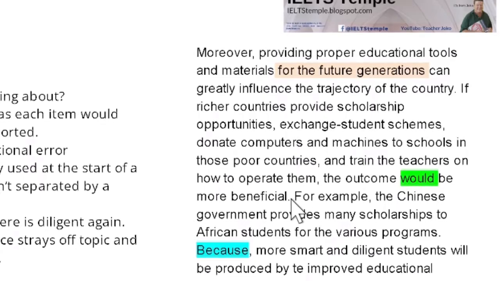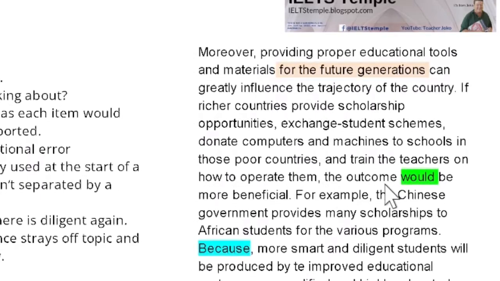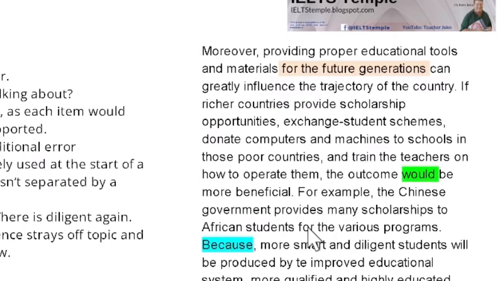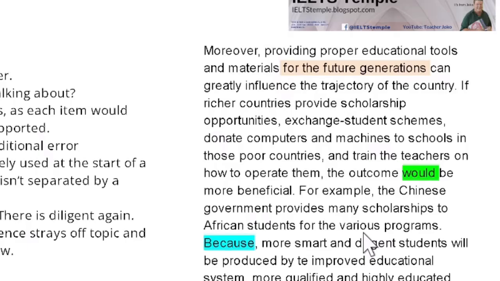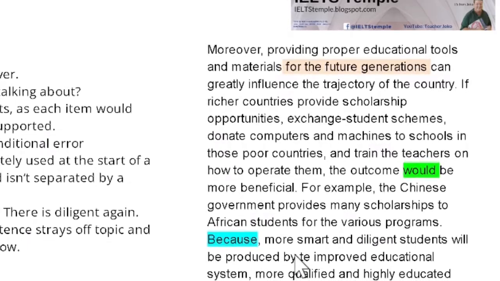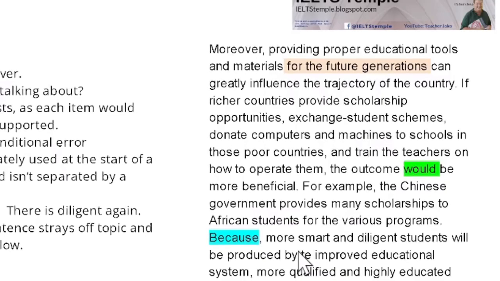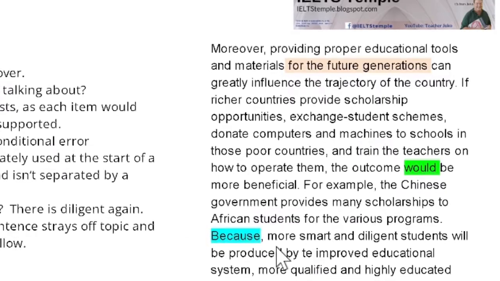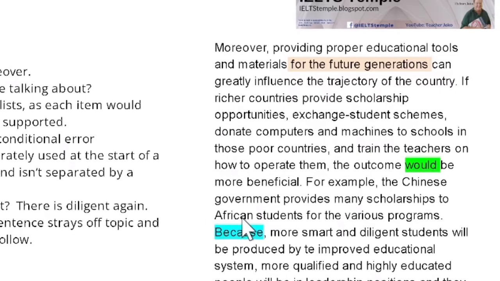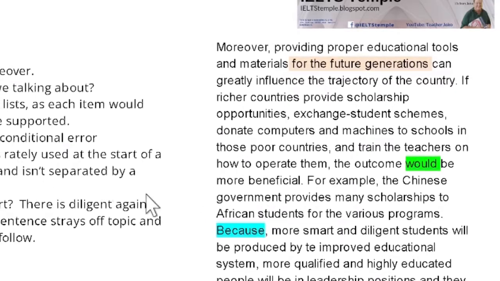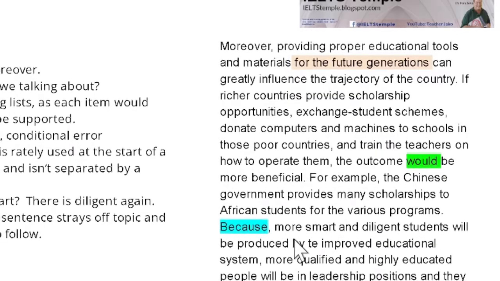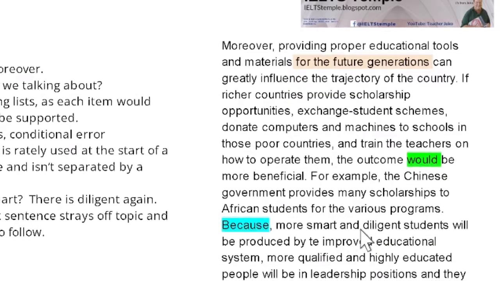Yeah, okay. For example, the Chinese government provides many scholarships to African students for the various programs. Okay, does that support that idea? Because, comma. No, we don't use because like that. It's rarely used, I spelled it wrong here, at the start of a sentence, and it is never separated by a comma like that. It's not a standalone connector.